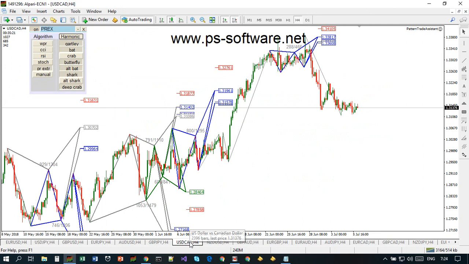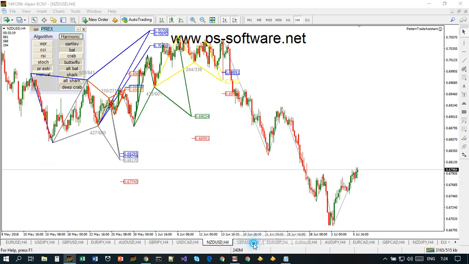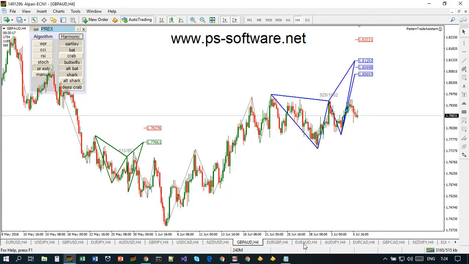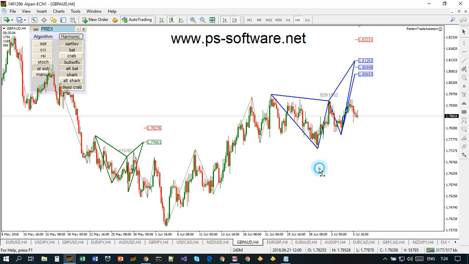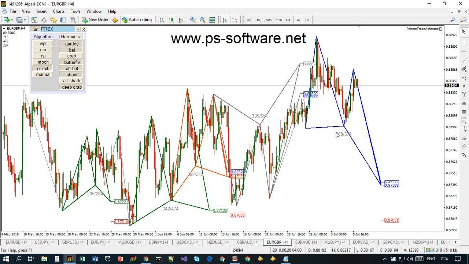Dollar Canadian, nothing. New Zealand dollar, nothing. Pound Aussie, a potential crab pattern. So it is very early to say that the pattern will complete. We should first break the X point for the pattern to move further. Okay, the same potential deep crab pattern.